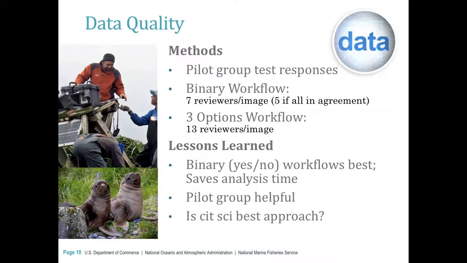So the lessons learned: that pilot group test approach is very helpful. It improves the training materials and can maximize your number of clicks. What's the minimum number of reviewers I need per image? But yes, the binary workflow, just simply yes or no, is going to get you the best possible data. As I mentioned, with three options, once you go from 2 to 3, the analysis time increases substantially. They're also starting to shift towards a machine learning approach. I also want to mention the project has been very successful so far. Over 8,000 participants have reviewed over 300,000 images and saved hundreds of hours of time for NOAA scientists. But they're still moving towards a machine learning approach.